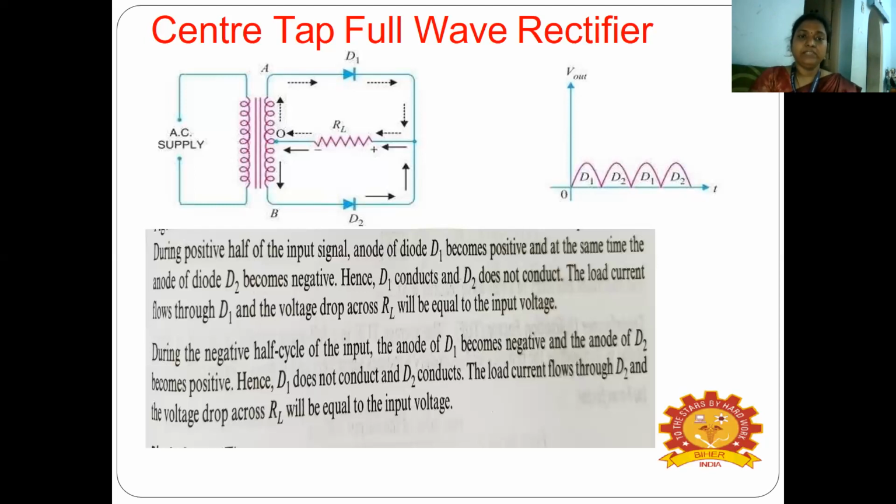Then when you come to the negative half cycle of the input, the anode of the diode D1 becomes negative and the anode of the diode D2 becomes positive. When D2 becomes positive, D2 will be conducting and D1 will not conduct. So the load current flows through the diode D2 and the voltage drop across RL will be equal to the input voltage. So this is the case where it conducts in both the positive and the negative cycle. D1, D2, D1, D2, you will be getting the output. So this is the case of the center tapped full wave rectifier.